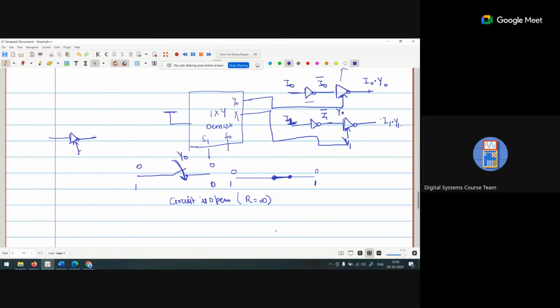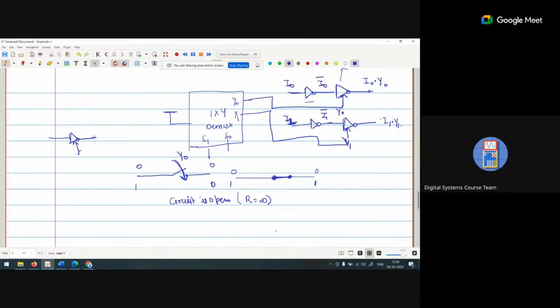Okay, so when Y naught is 0, what is the meaning of this one? Open circuit. Impedance will be high because the switch is open. Okay, and when we are providing the 1, the switch will be closed and the impedance will be minimum. Yes, sir. Got it.